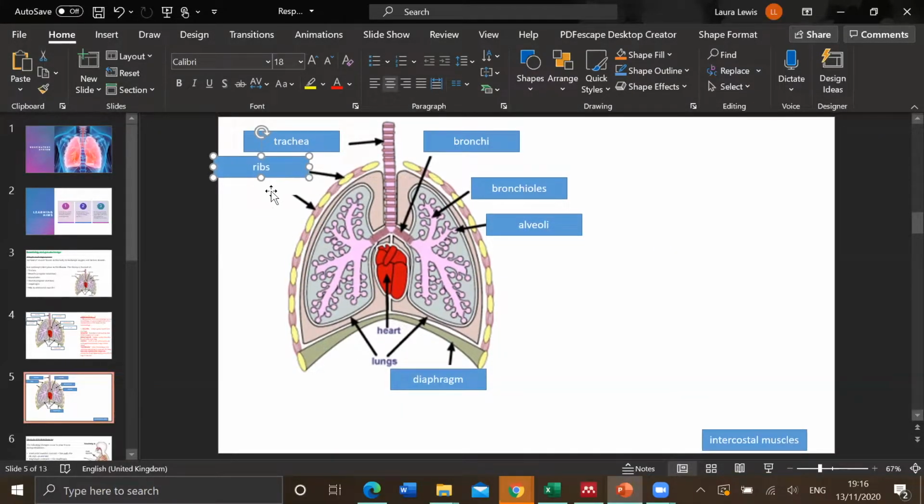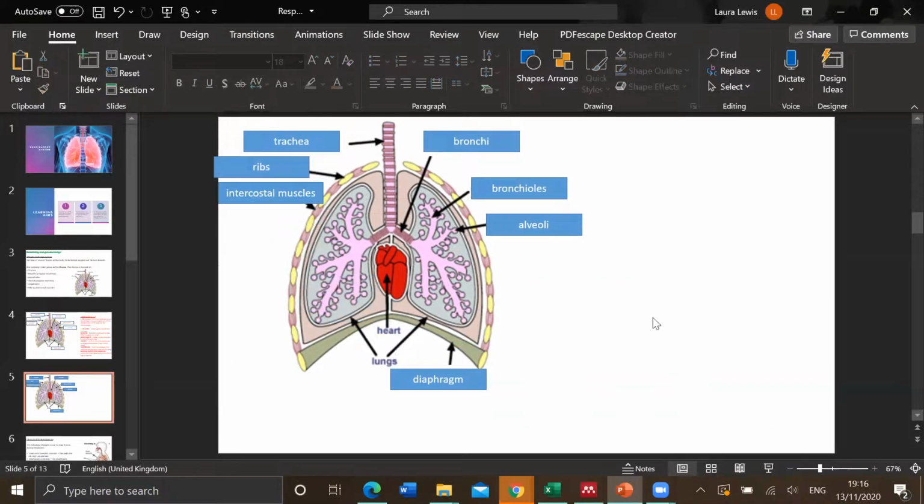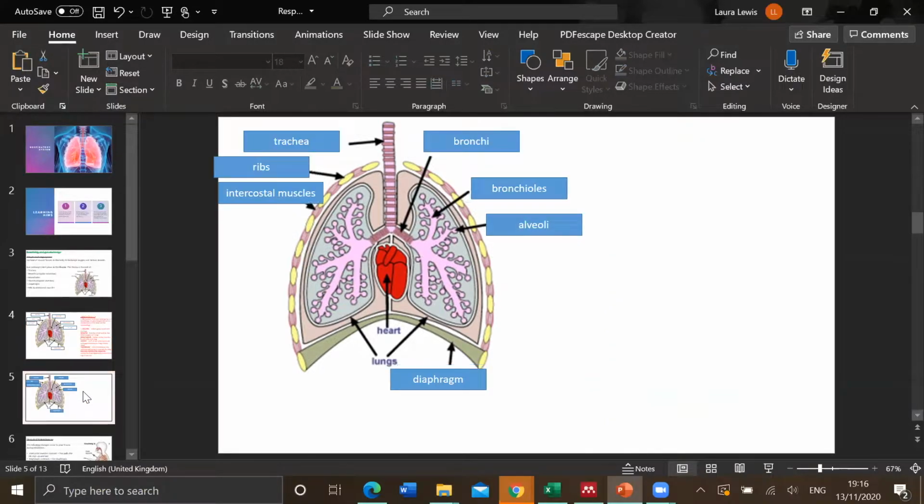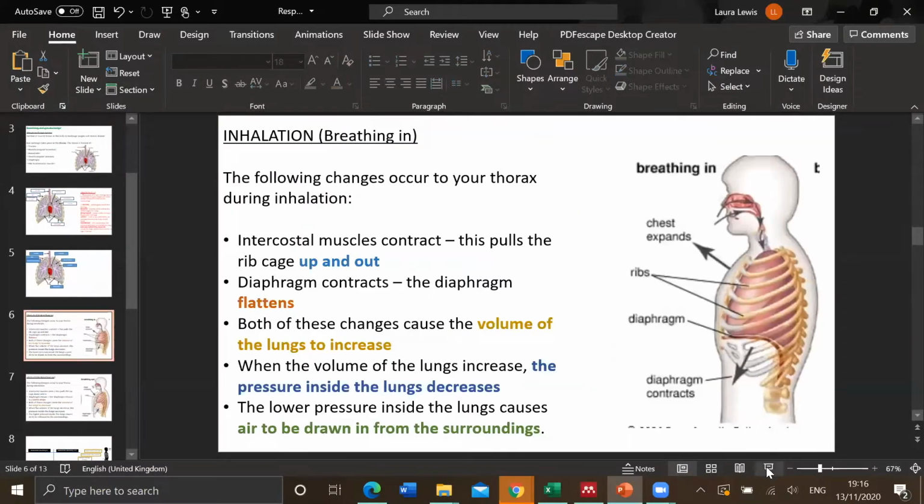Ribs, so the bone. They're actually yellow here. I know they're kind of white in real life, but they're yellow here to highlight them. Intercostal muscles, the bit between your ribs. Okay, so that's the answers there. So again, just check your answers, make sure that they're all correct. It's also a good thing to write these all down in a notebook in lessons. Okay, let's go to the next bit.